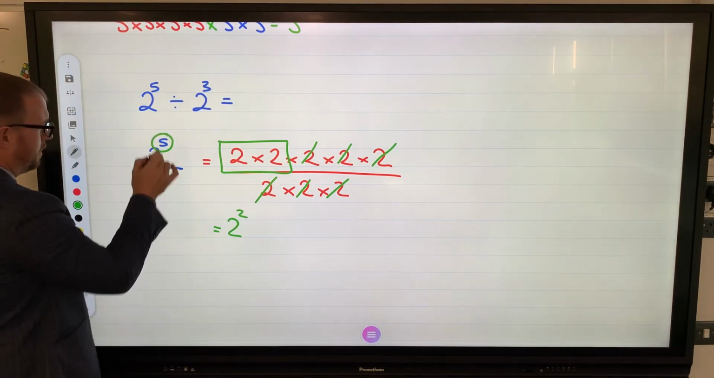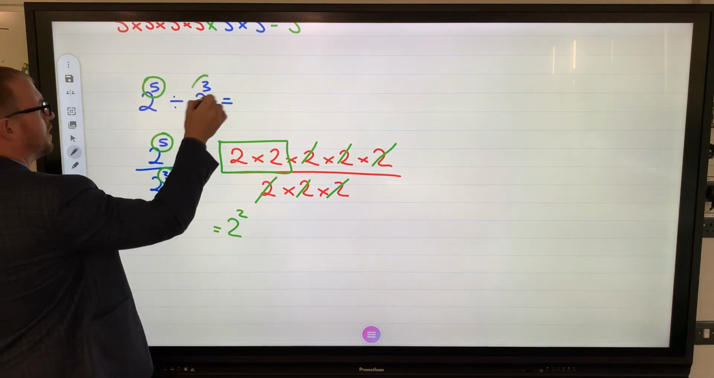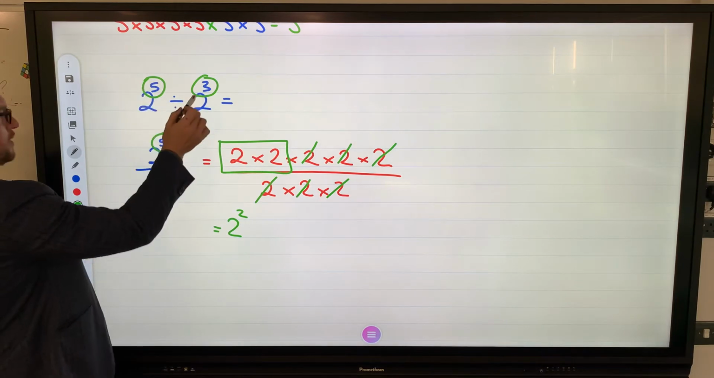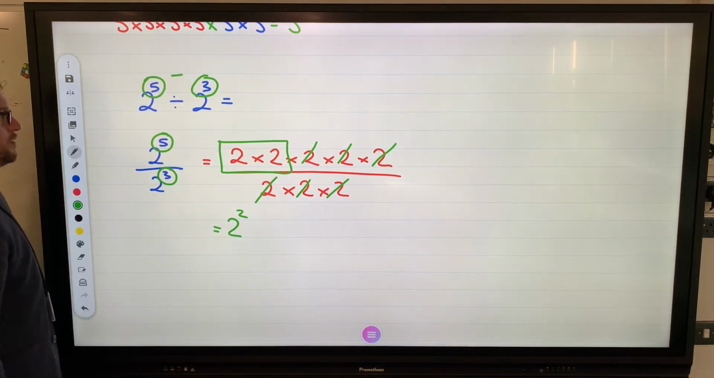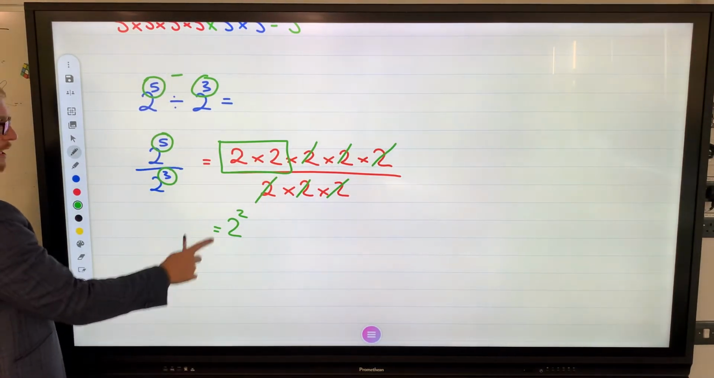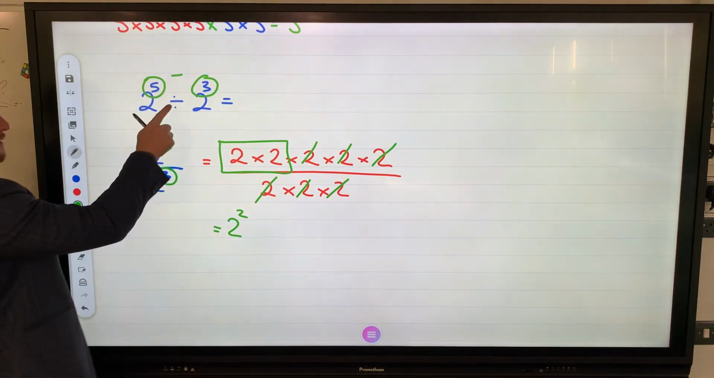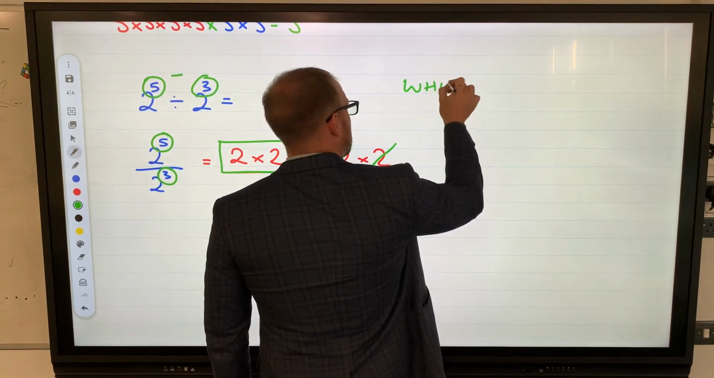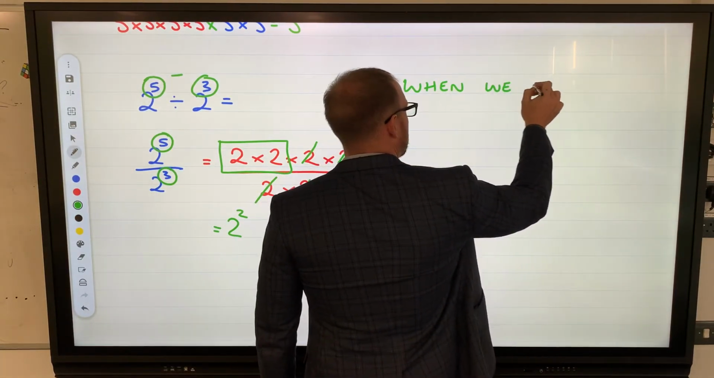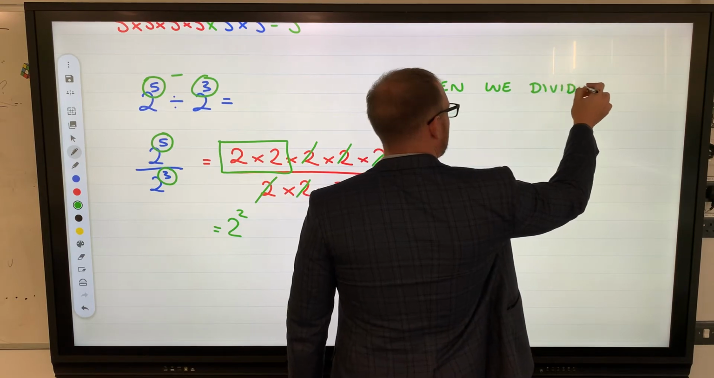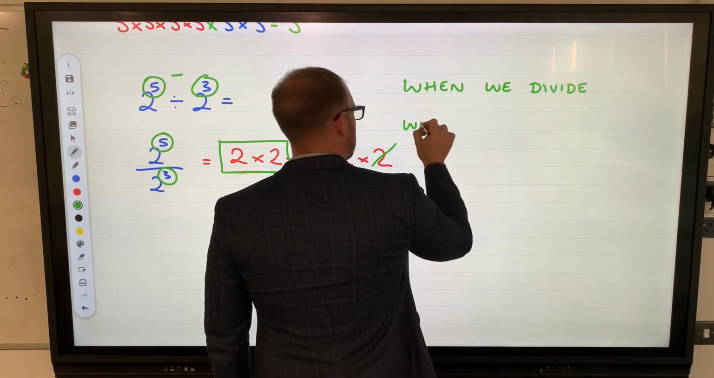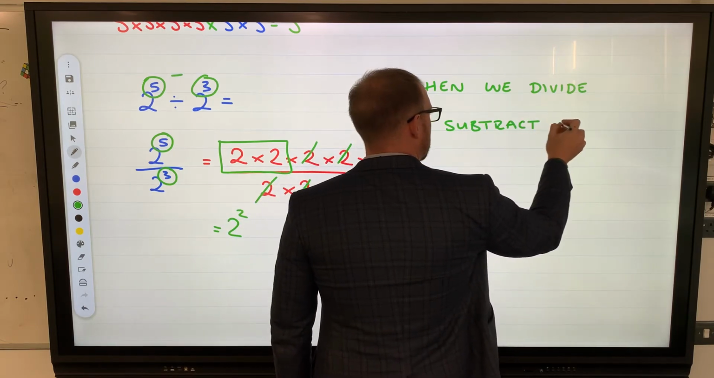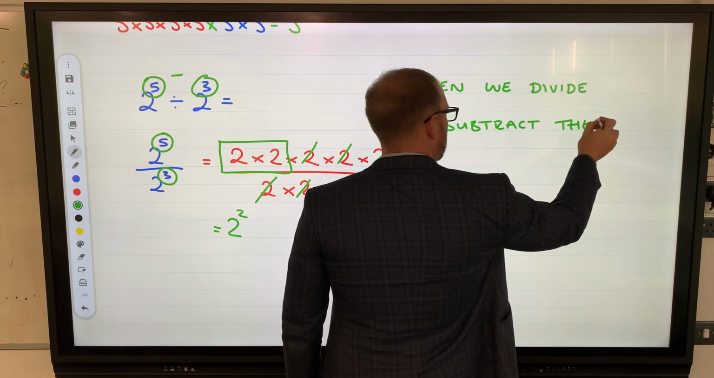So I had a 5 here and a 3, and my answer is 2 to the power of 2. So looking at these two, we can clearly see we have to subtract the powers in order to find our answer. When we divide, we subtract. Make a note of that. When we divide, we subtract the powers.